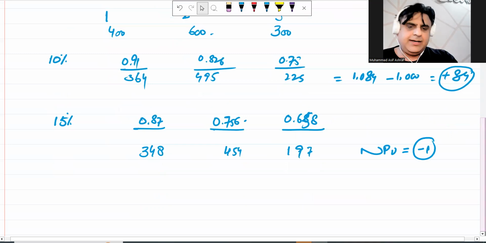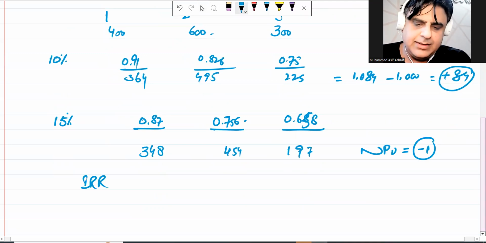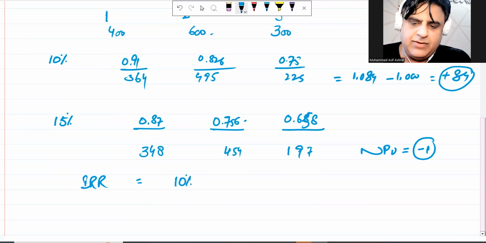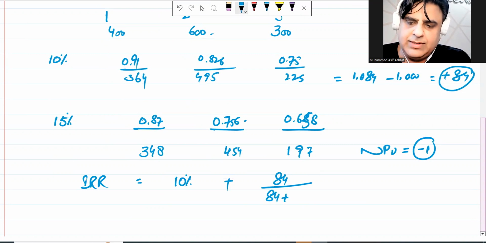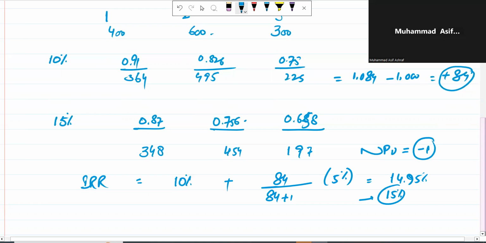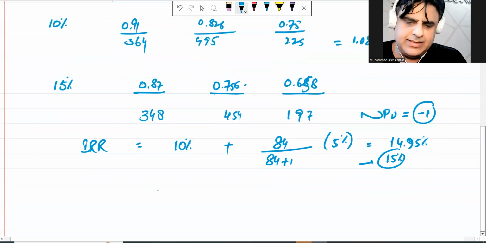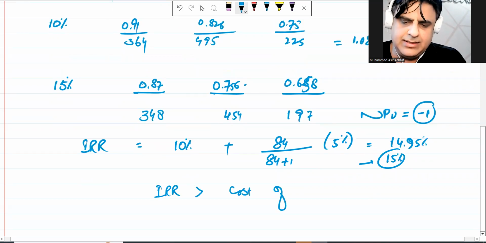But if you use the formula here for IRR, take the percentage at which NPV was positive, and the amount of NPV, 84. Add them both and take the difference of the percentages. It is almost 14.95, say 15%. So tell me, is the project acceptable for us? Yes, the project is acceptable for us because its IRR is greater than the cost of capital.